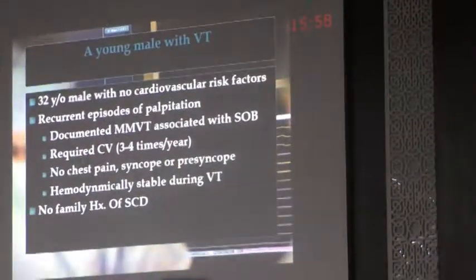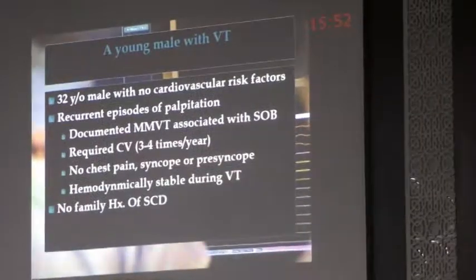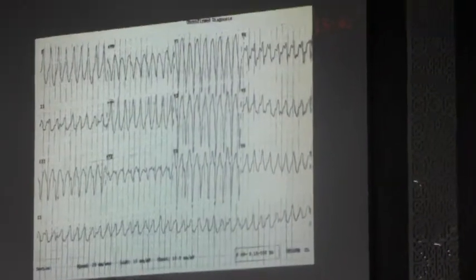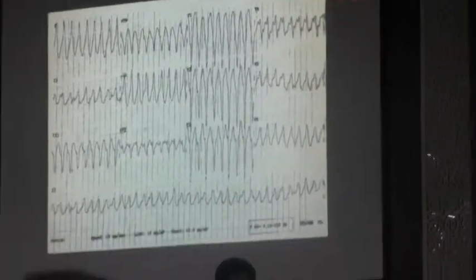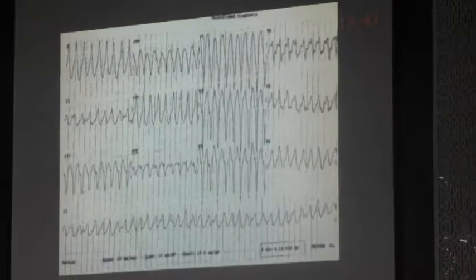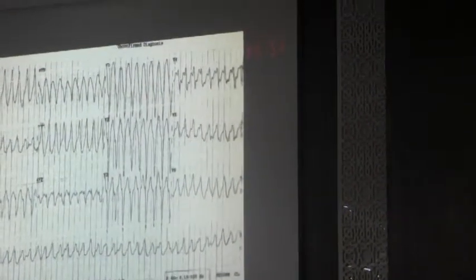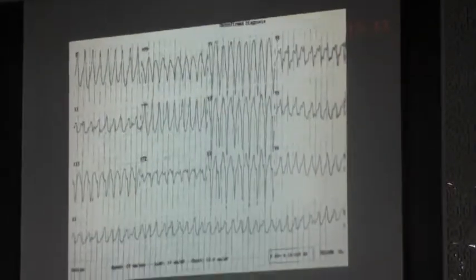And more importantly, during VT, the patient was hemodynamically stable. He denied any family history of sudden cardiac death. And this ECG represents VT during one of the episodes. As you see, this is a left bundle branch block morphology VT, which is negative in D3 and aVF, lead I still positive, and the transition is late.